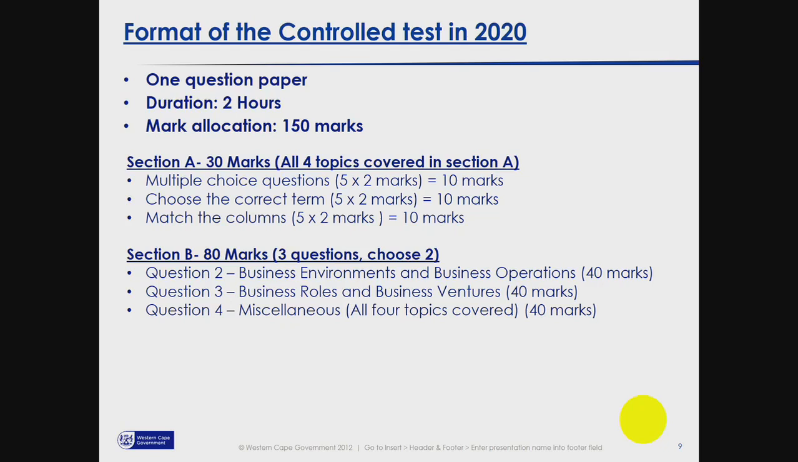And again, it can either be only on business roles or only on business ventures, or it can be a combination where you are examined on topics that fall under business roles as well as business ventures. And then grade 11's question 4 is going to be a miscellaneous or combined question where all 4 topics are covered. So in the miscellaneous question or combined question, question 4, all 4 topics, business environments, business ventures, operations, and roles, all of those will be covered.